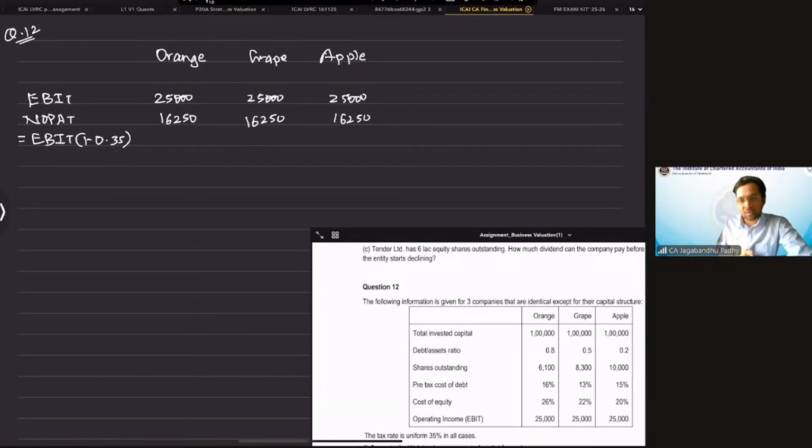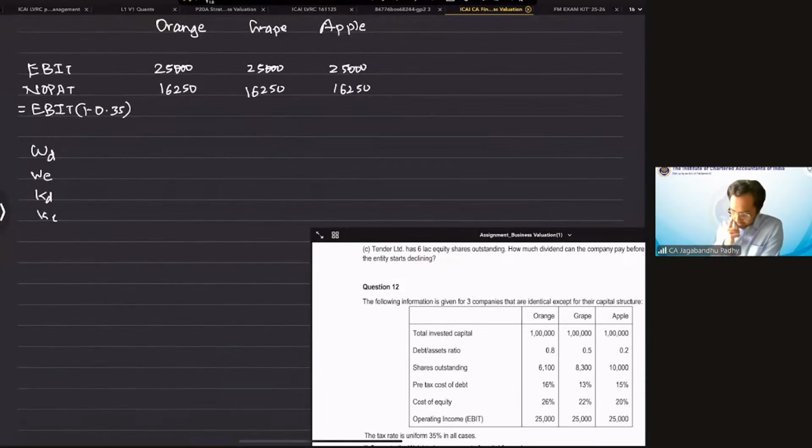So NOPAT is the same for all three of them, but the weighted average cost and the EV are going to be different. For that, we have the weightage of debt, weightage of equity, and then we need the cost of debt and the cost of equity also. Weightage of debt is debt to assets: 0.8, 0.5, 0.2, and weightage of equity is of course going to be 0.2, 0.5, and 0.8.